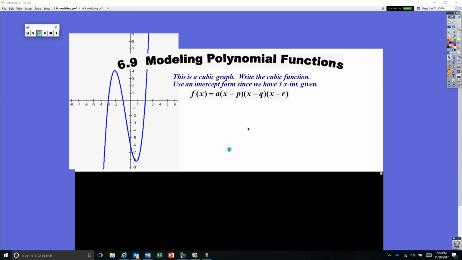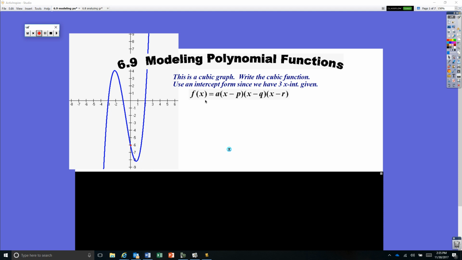Today we're going to talk about 6.9, which is modeling these polynomial functions. As you can see from the graph, this is a cubic function. And when we're going to model it, we're going to write the model into a factored form. So we will have our leading coefficient a times each of the factors. And since it's a cubic, that means we'll have 3 factors.